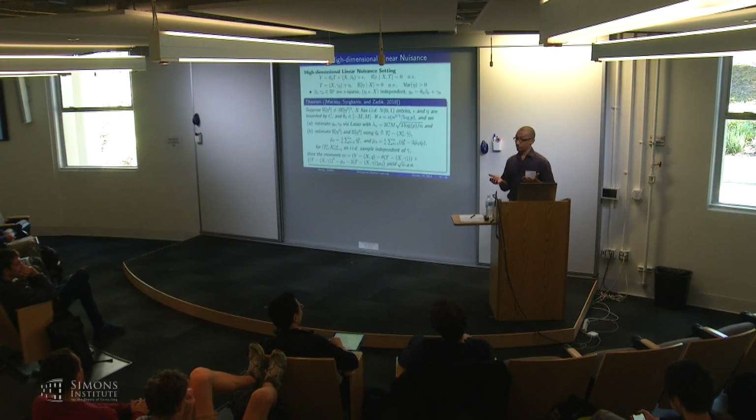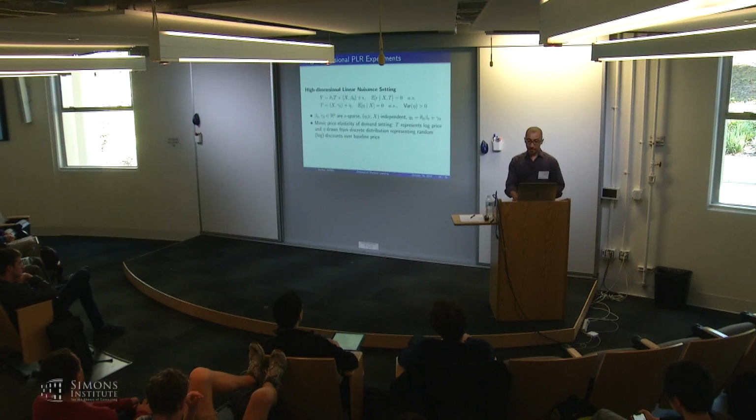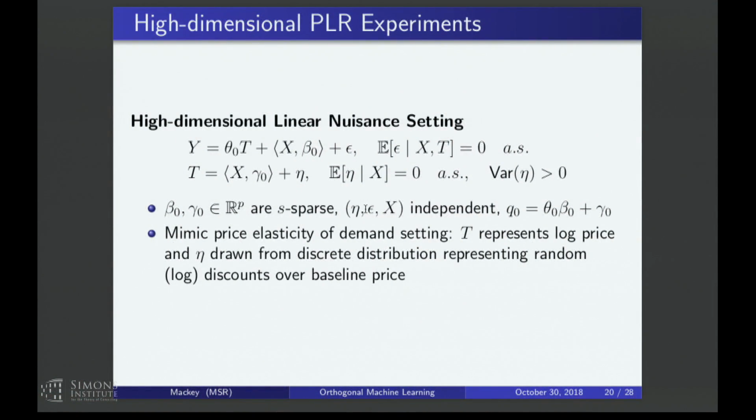So I think that's a really interesting question. Can you beat those lower bounds by getting out of Gaussianity? Okay, so we implemented this. What I'm going to show you are all simulations, but they're trying to mimic this price elasticity of demand setting.